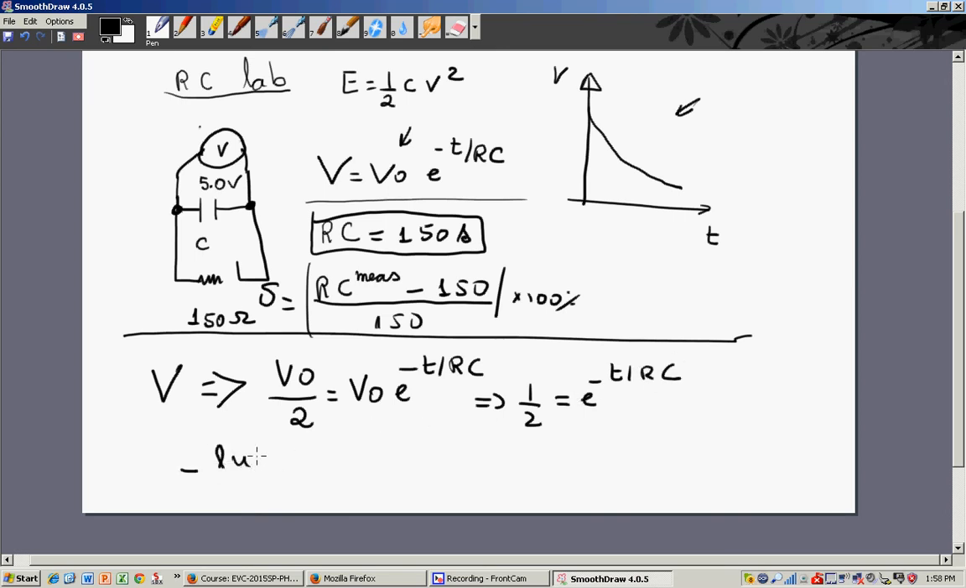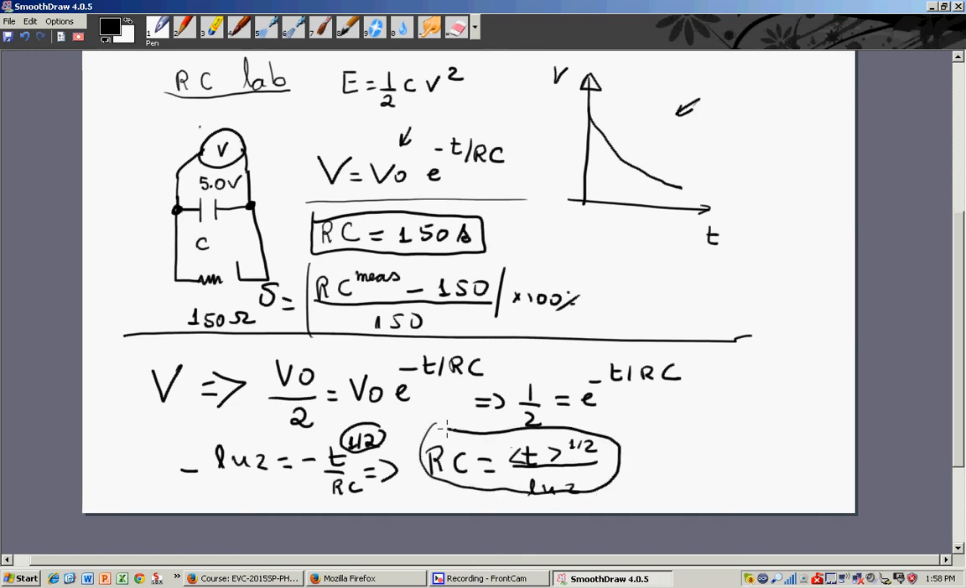If you apply natural log to that, therefore your time constant can be, this is t half. By the way, this is not the square root of t, right? It's t half time. It's the time that it takes the voltage to fall to half value. So your RC measured is t half time divided by natural log of 2. And then you have a number.